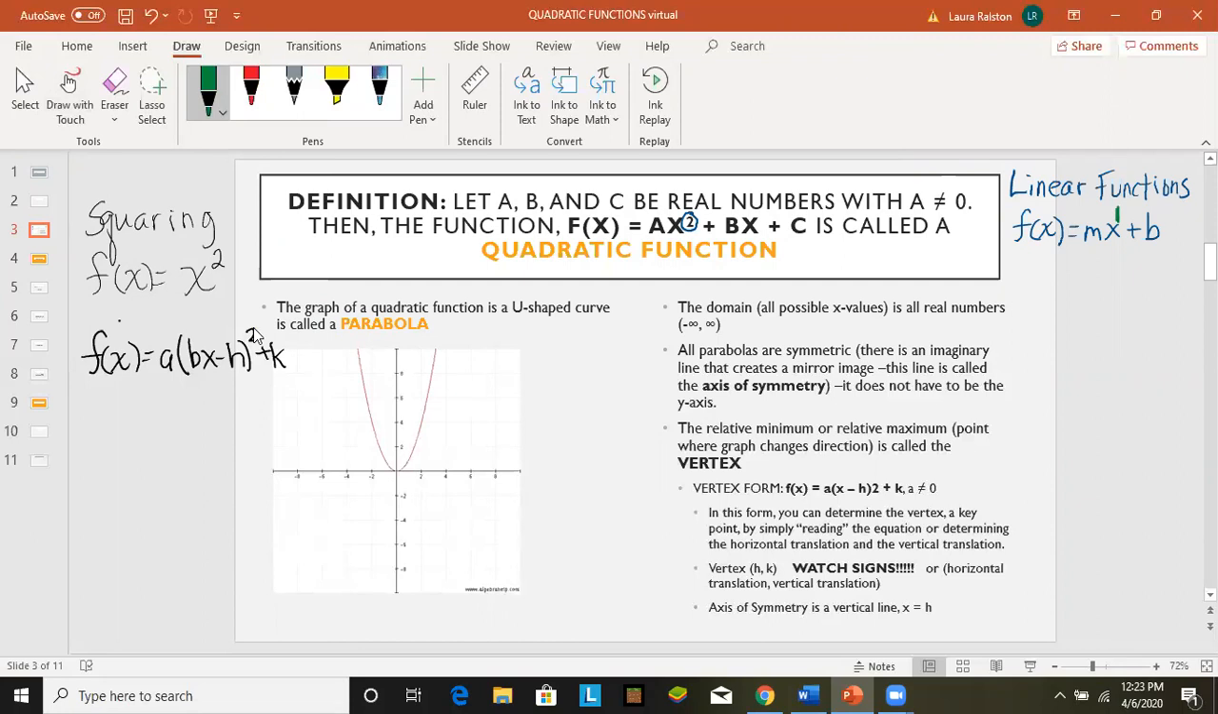So, again, you need to be able to distinguish between whether something is linear or whether it's quadratic simply by looking at the equation. So, it's linear when your highest exponent is 1. You have just plain old x. And it is a quadratic function, or the squaring function, when that high exponent is 2.